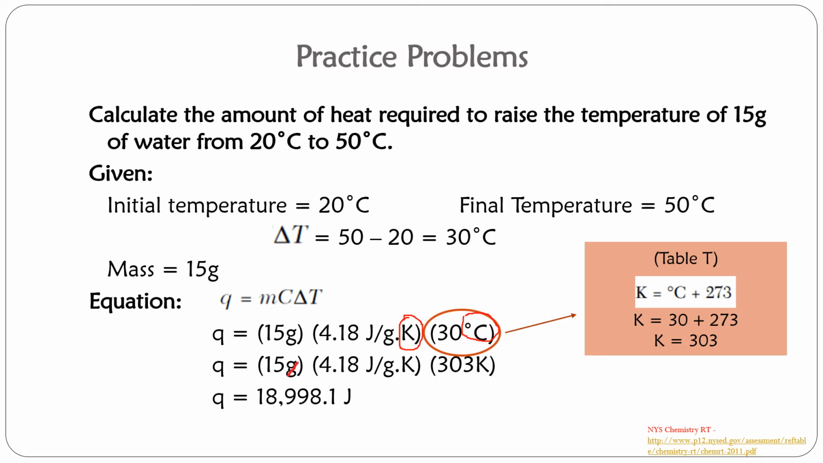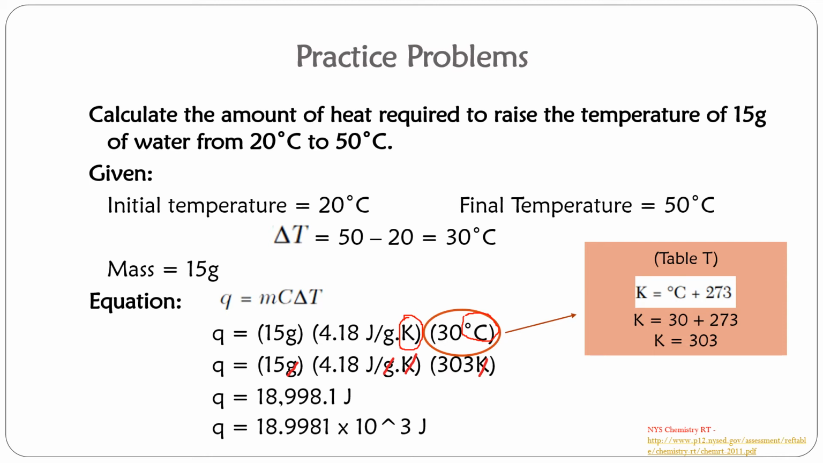Now, another thing that you can do is that you can go ahead and simplify this and convert this into scientific notation. But before we get to that, how did we get this joule? Well, we simply canceled the grams with the grams, and we canceled the kelvins with the kelvins. So the only unit that's left is joules.